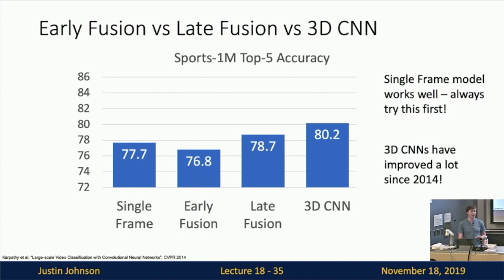So again, always try single frame baselines first whenever you're confronted with a video classification problem. Then as we move from the single frame to the early fusion to the late fusion to the 3D CNN, we see that early fusion works a little bit worse than the single frame baseline, which is a little bit surprising.